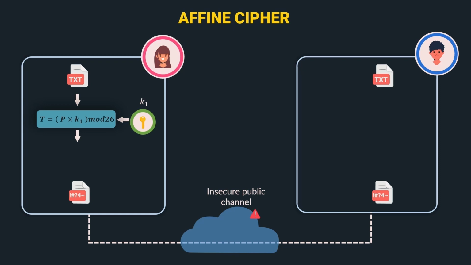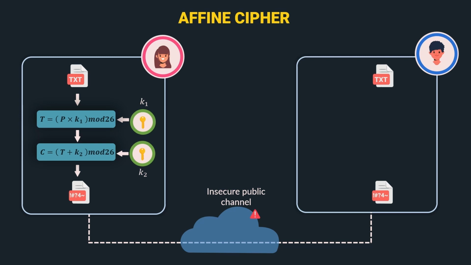Now this output is fed to the second step, which is C equal to T plus K2 mod 26. So this represents the addition operation, that is additive cipher. So we add K2 to the output of the first step and apply the mod 26 operator to get our ciphertext. Now this ciphertext is sent to Bob via an insecure public channel.